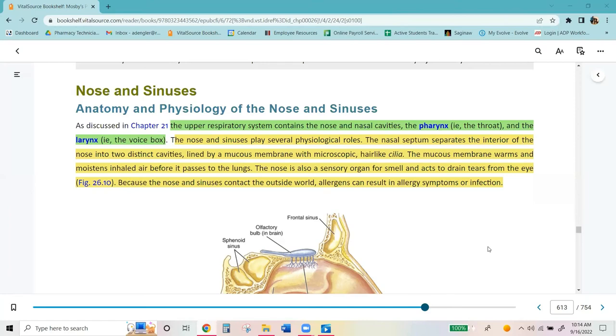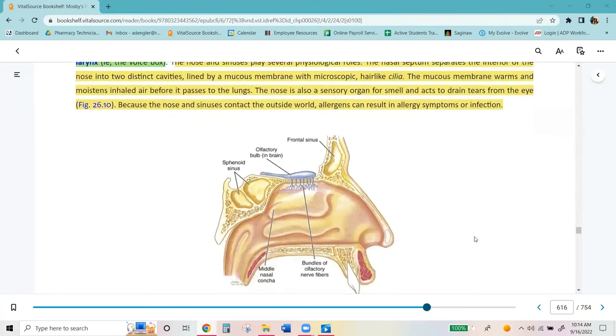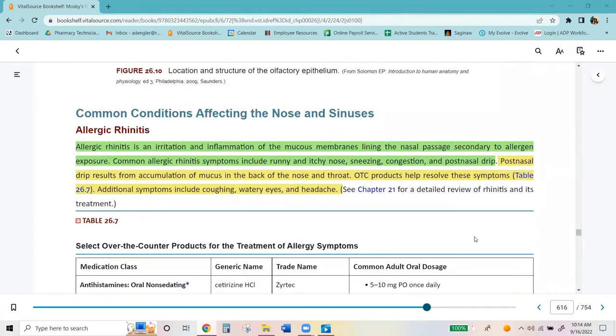Because the nose and sinuses contact the outside world, allergens can result in allergy symptoms or infections. Allergic rhinitis is an irritation and inflammation of the mucous membrane lining the nasal passage secondary to allergen exposure. Common symptoms include runny and itchy nose, sneezing, congestion, and postnasal drip. Postnasal drip occurs from accumulation of mucus in the back of the nose and throat. OTC products can help relieve these symptoms.